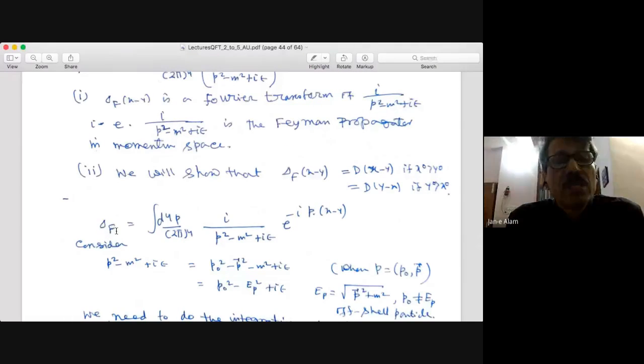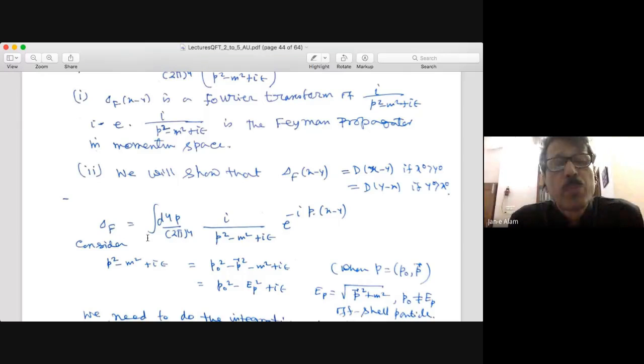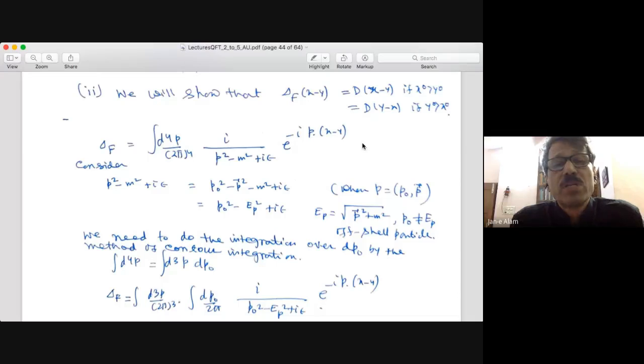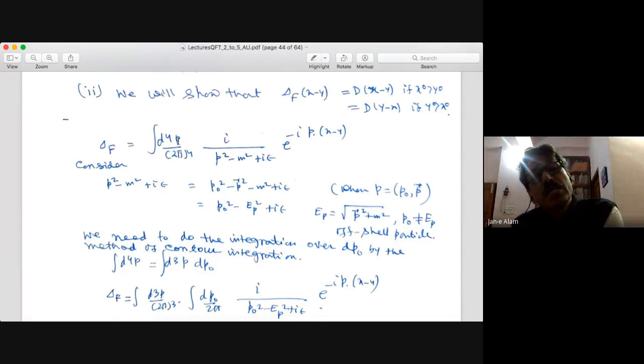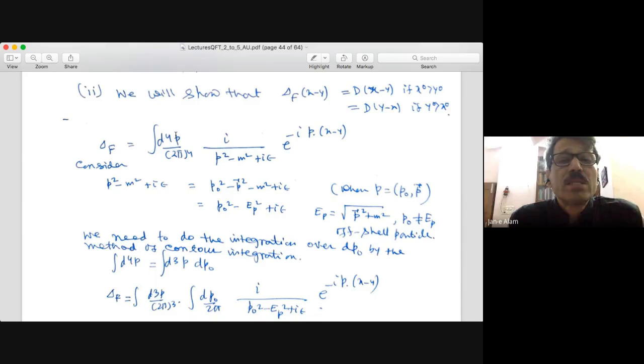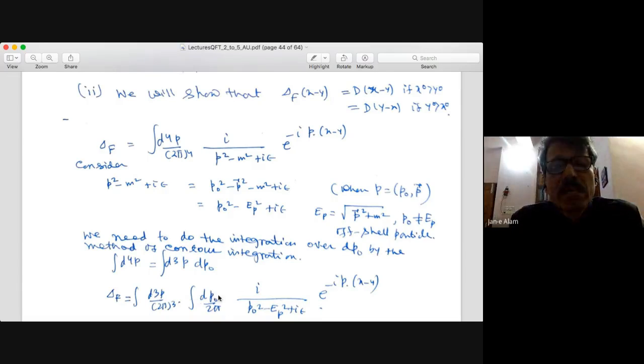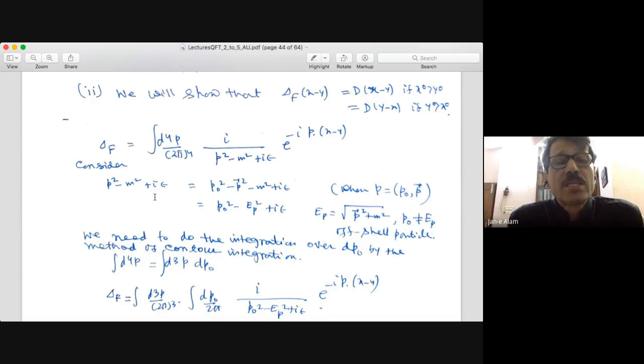So Δ_F, the Feynman propagator, is d⁴p by (2π)⁴ times i by this particular quantity. As I said, this is the Feynman propagator in the momentum space, and this is the e^(−ip·(x−y)) factor. Now I want to do this integration, right? As I said, this d⁴p I can write as d³p into dp⁰ divided by (2π)⁴. I want to do this dp⁰ integration first, as indicated at the bottom of this page. Let us see how we can do this integration. This p² minus m² plus iε, I can write this p², this is a 4-vector.